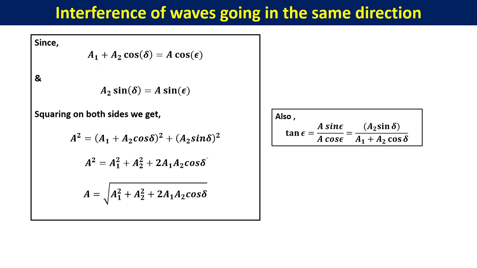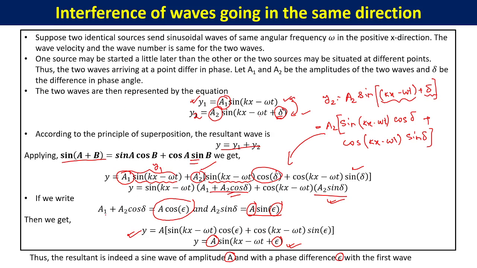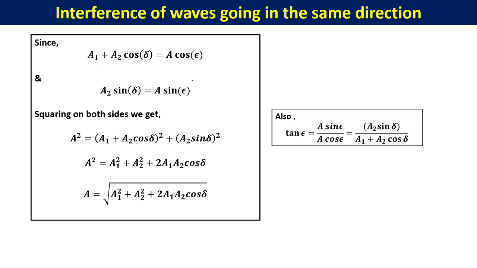So here we can see these relations, I'll write them once again, which I assumed: a1 plus a2 cos of delta to be A cos of epsilon and a2 sine of delta to be A sine of epsilon. I'll write them once again here. So these are my two equations, say 1 and 2.